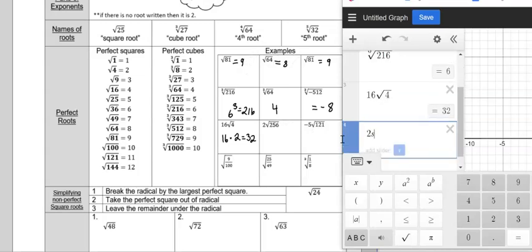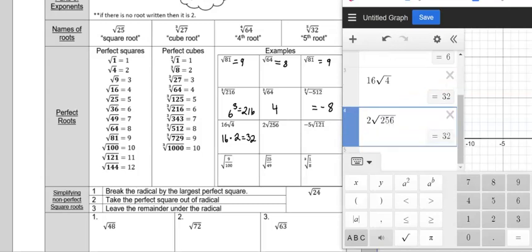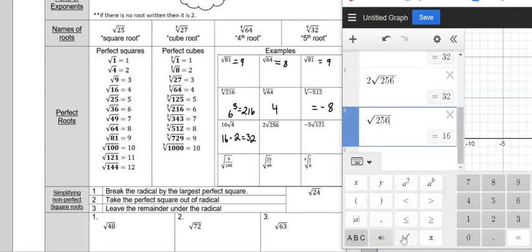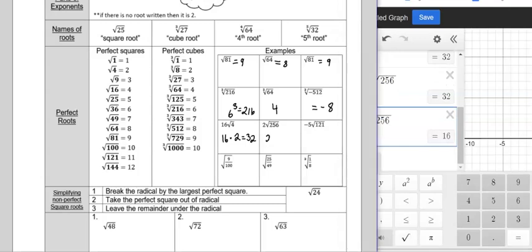Same thing with this one. I'll go ahead and put it in. Square root of 256 is, the square root of 256 is not 32, but 2 times the square root of 256 is 32, which means that this number right here must be 16, I believe. Let's check. Square root of 256 is 16. So that means that this is 2 times 16. So that is equal to 32.